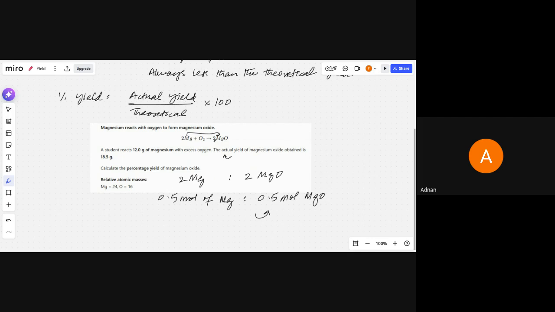So 2 is not the theoretical yield. Remember that, right? Because we are not reacting 2 moles of magnesium. We are reacting 0.5 moles of magnesium. This is where you have to pay attention.